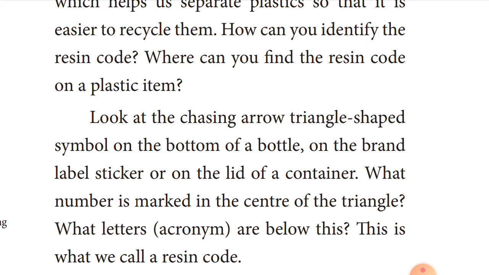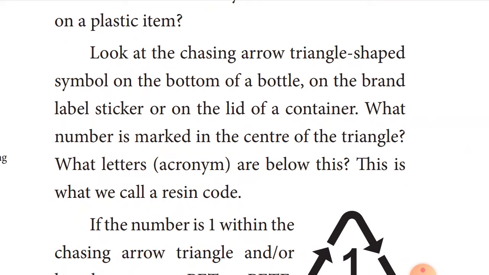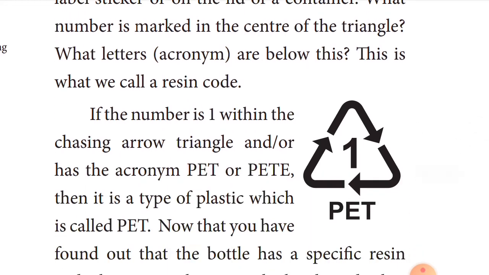Look at the chasing arrow triangle-shaped symbol at the bottom of the bottle, children, on the brand label stickers, or the lid of the containers. What number is marked in the center of the triangle, children? See this triangle? 1. What letters, what acronym is below this? This is called what? Resin code. If the number is 1 within the chasing arrow triangle, the acronym is PET or PETE. This is a type of plastic, polyethylene terephthalate. Nowadays we are using bottles with a specific resin code, children.